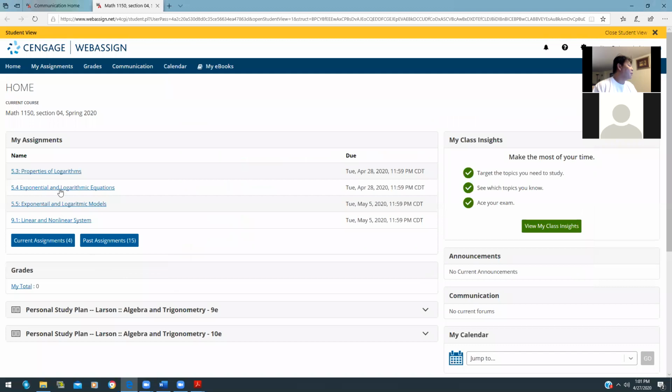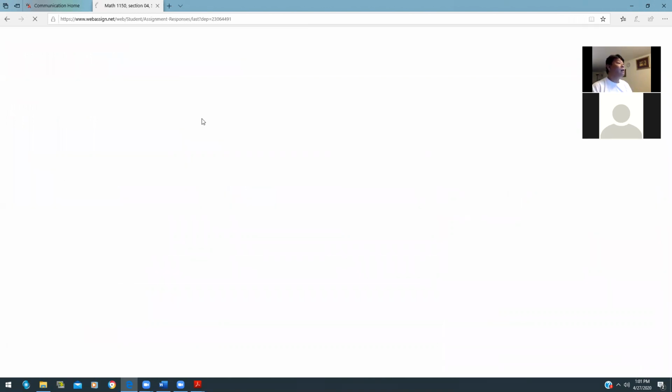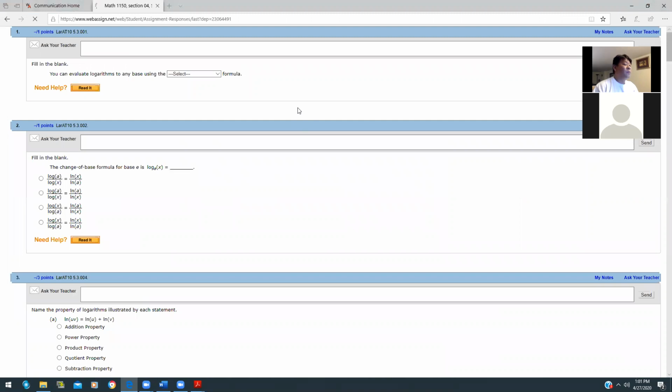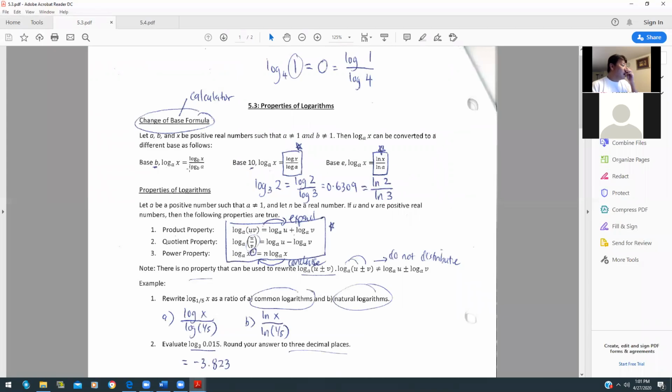Okay, let me show my screen here. All right, so let's take a look at 5.3 question 10. So this is about properties of log. There are a lot of properties of log. Let me show it to you.